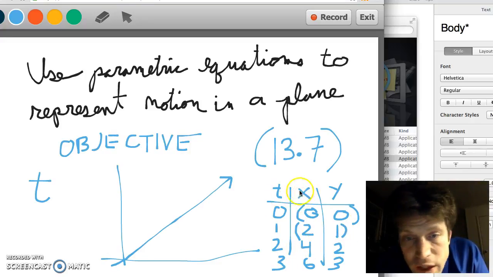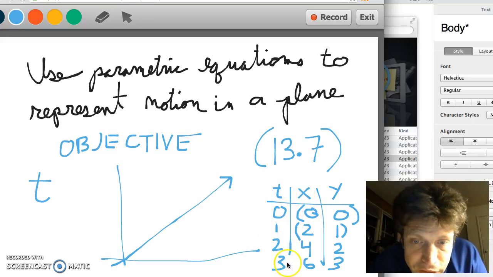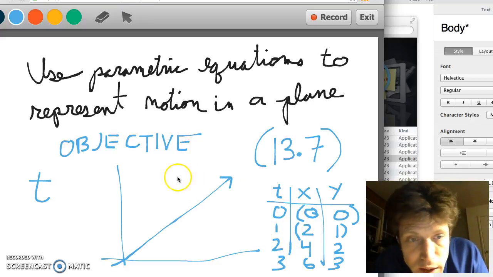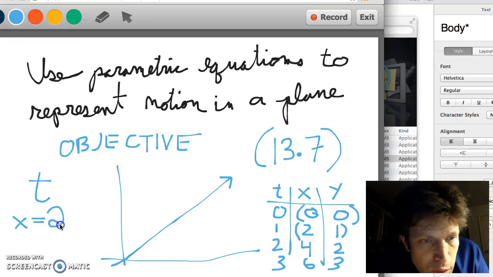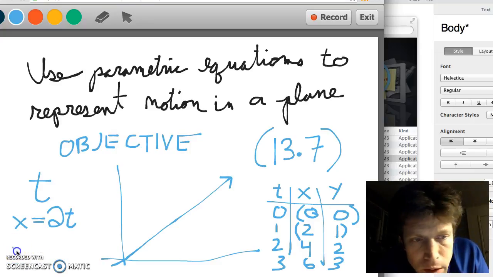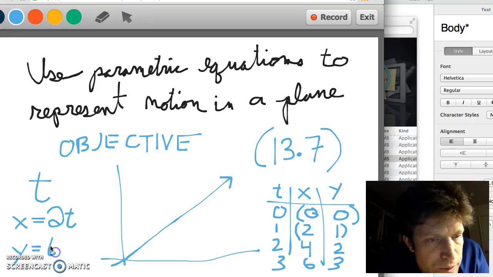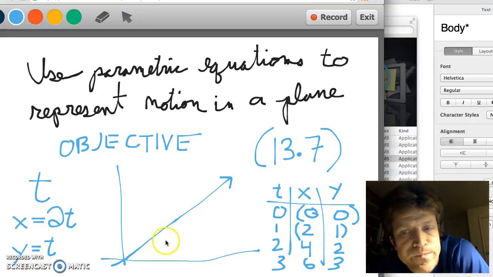But we could make an equation relating x to t. And maybe you can see it. Yeah, x is always double t. So x equals 2t. I should write that some other place where it's less scribbly. And what's the relationship between y and t? Hopefully you see it. If you look at t, look at y, they're the same. How do we say same in math? Equals. So these would be our two parametric equations, and they combine to make this graph.